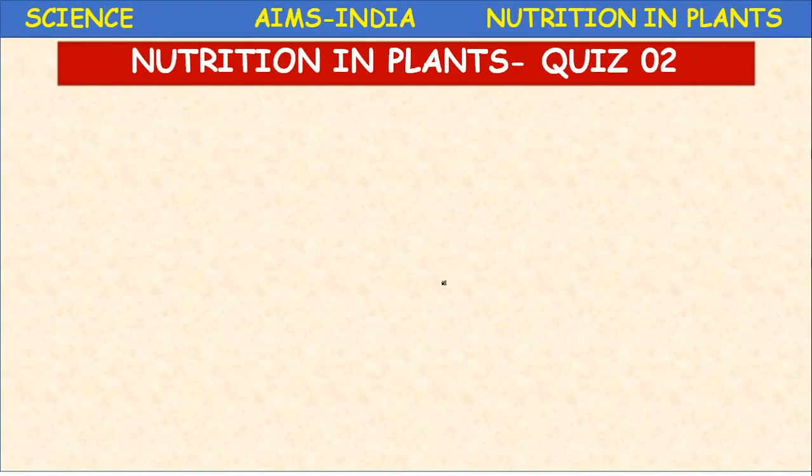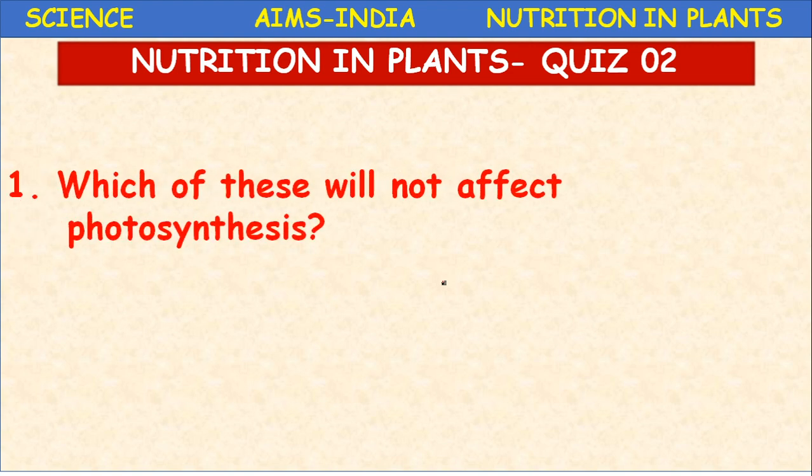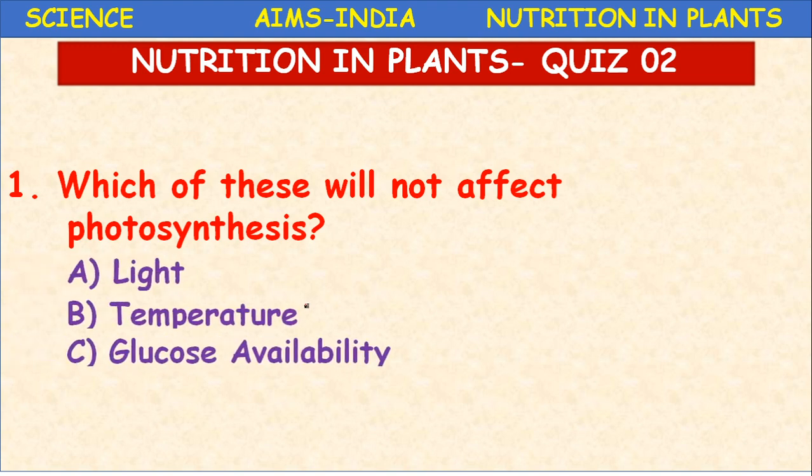Okay children, today what we have learnt, let us recall. Involve actively in the quiz. Try to answer the questions. Which of these will not affect photosynthesis? Light, temperature, glucose availability, carbon dioxide. Which will not affect photosynthesis among these four?